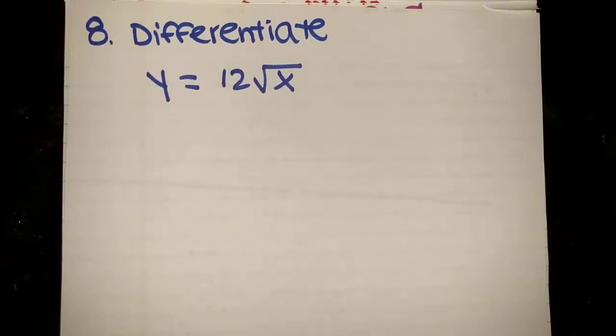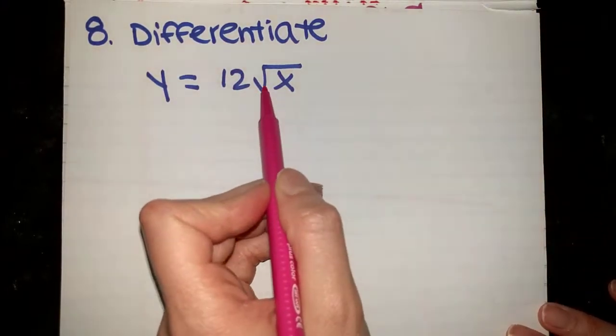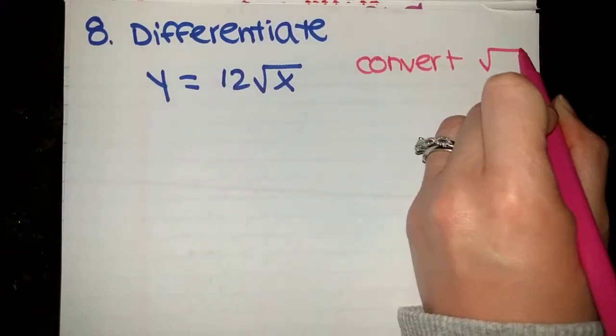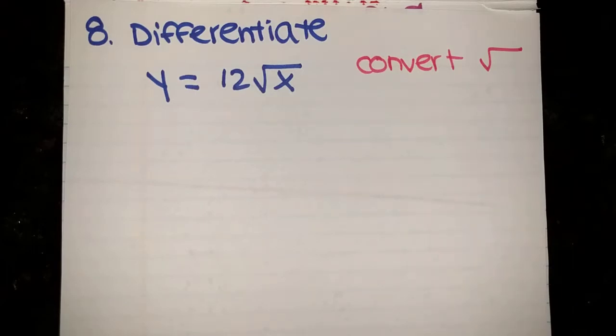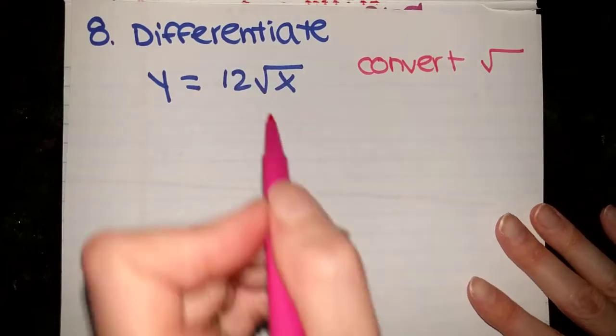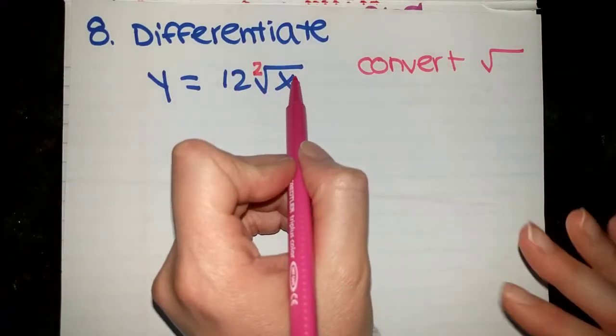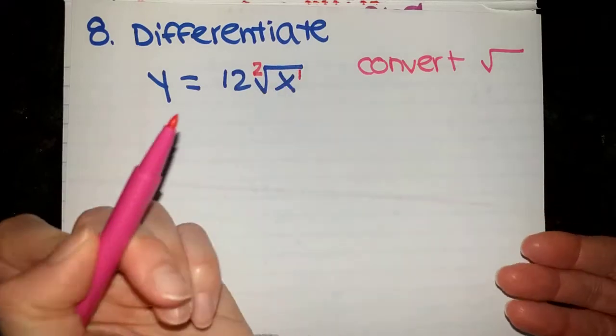Here, the first thing to notice is that you don't just have x to a number in the numerator, you have a square root. So you're always going to want to convert any radicals that you have. Now, if you have a square root, when you hear square, you think 2. So a square root has an understood index of 2, and then, of course, x has an understood power of 1.